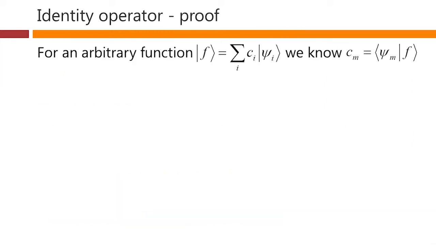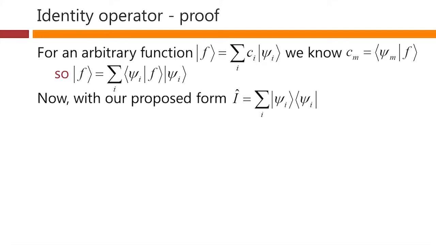So let's prove that. We're going to take an arbitrary function f and expand it as usual with expansion coefficients, and we know what any given expansion coefficient is. If we want to find the expansion coefficient Cm, we take the inner product of the bra vector psi m with the function as a ket vector. So if we make that substitution, we can rewrite the expansion of f in this form with these as the expansion coefficients.